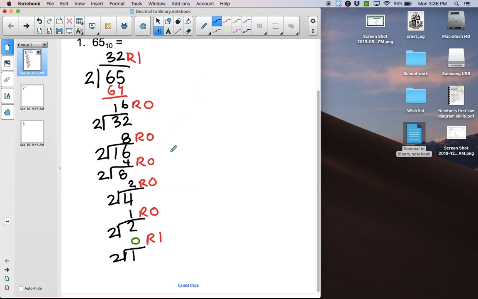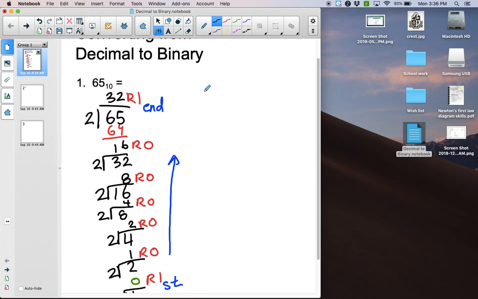So we're going to write this. Technically, we start here, and we are going to end up on top. So we are going this way to get our answer. Let's go ahead and write that down. Our answer, which we will write up here, is going to be 1 0 0 0 0 0 1.